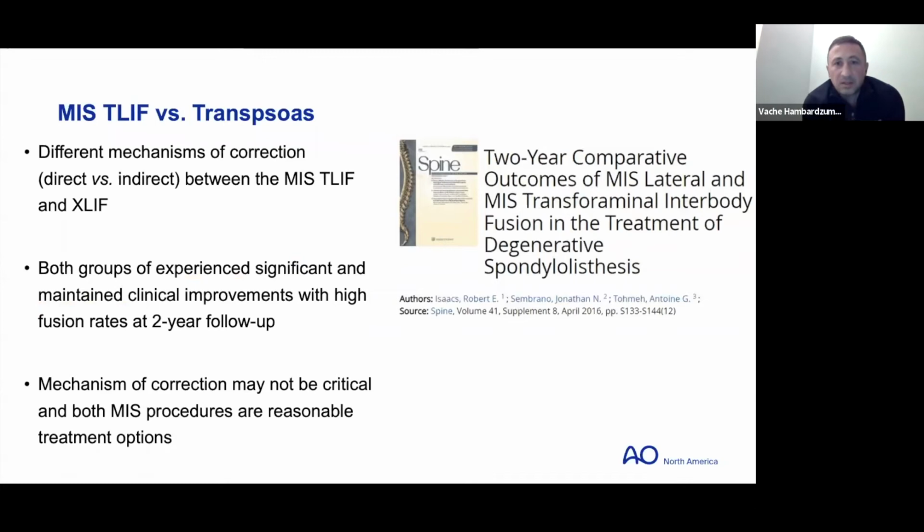This is a comparative study published in Spine in 2016, where the authors compare MIS-TLIF versus the trans-psoas approach. The authors note that those are two different mechanisms. However, both groups experienced significant pain relief and maintained clinical improvement with a high fusion rate at 2 years. The conclusion is that probably the mechanism of correction may not be critical, and both minimally invasive procedures are reasonable treatment options. Next.